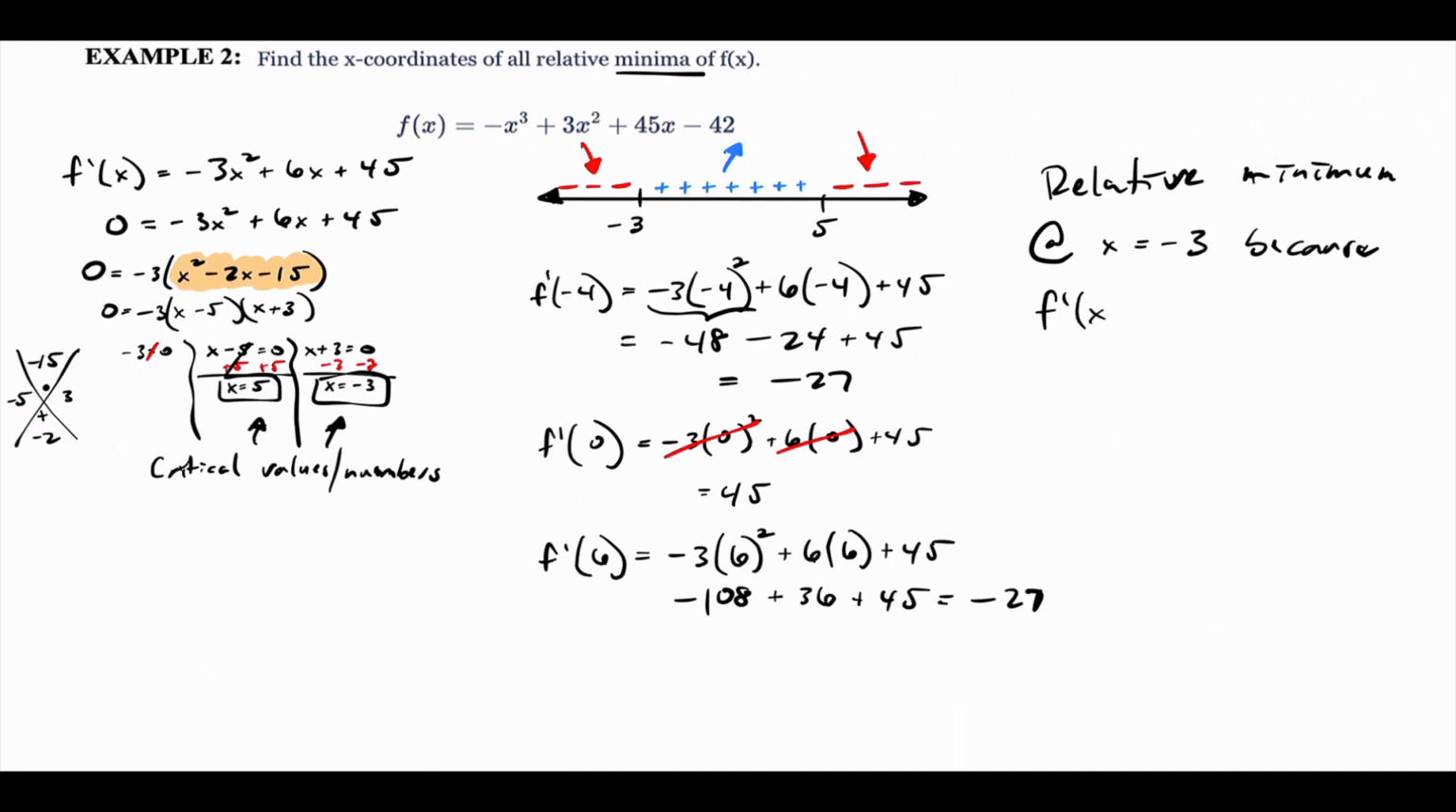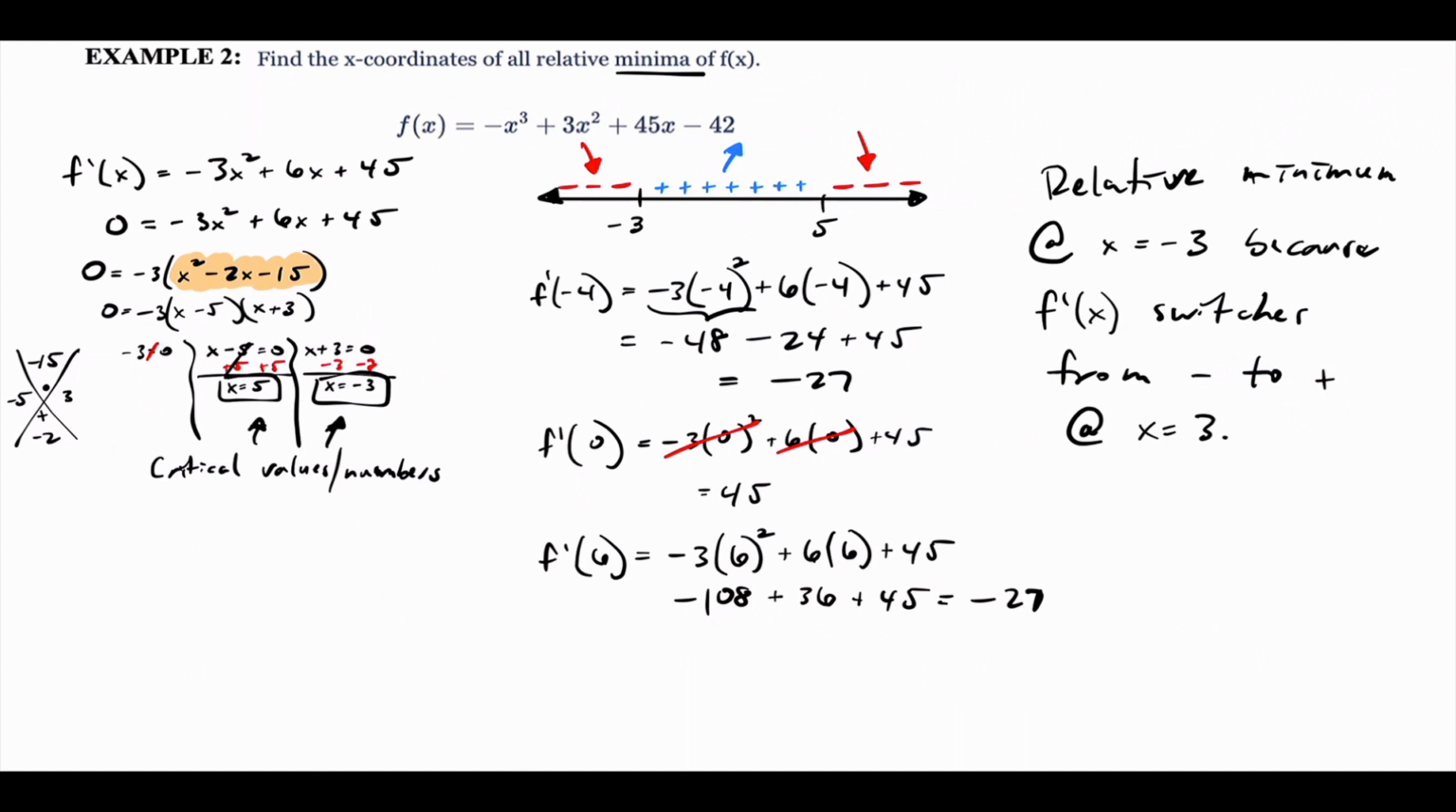F prime of x switches from positive to negative at x equals 3. That's justification. How do I know that -3 is my answer? Because f prime, the derivative, changes or switches from positive, or sorry, it should be the other way around, from negative to positive at x equals 3.